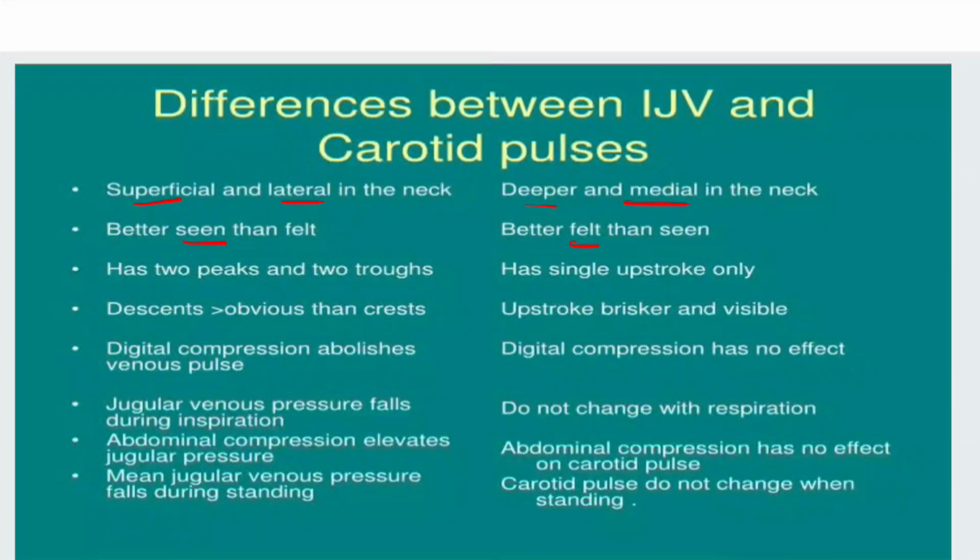IJV has two peaks and two troughs, and carotid pulse has a single upstroke only. Digital compression abolishes the venous pulses, but digital compression has no effect on the carotid pulse. And jugular venous pressure usually falls during inspiration, and carotid pulse does not alter with respiration.